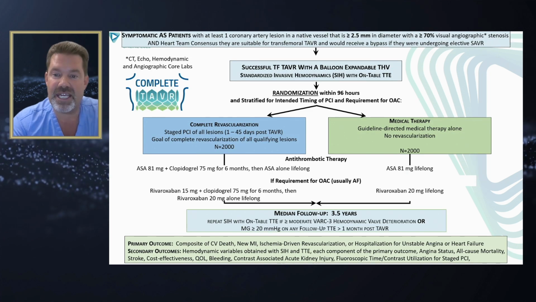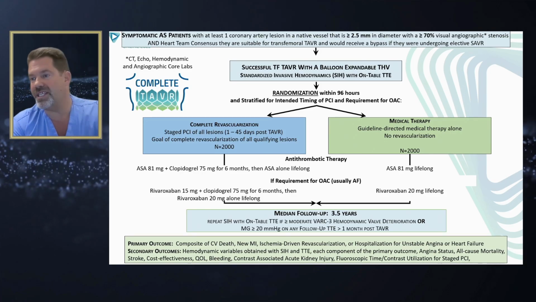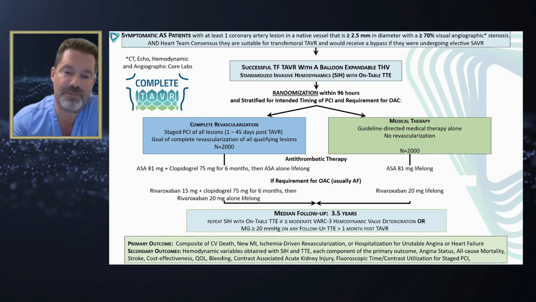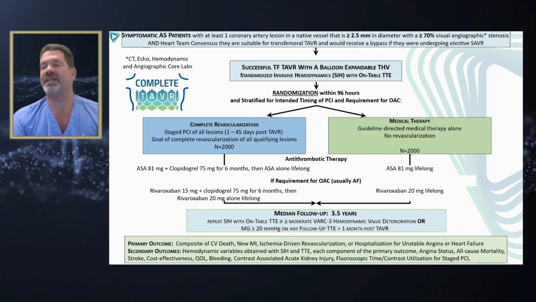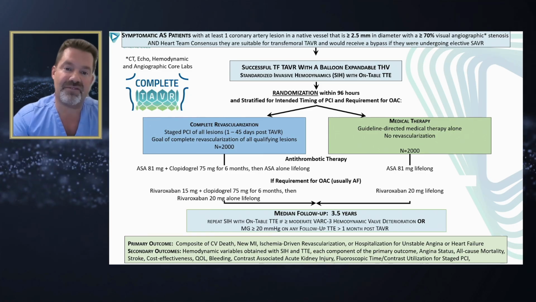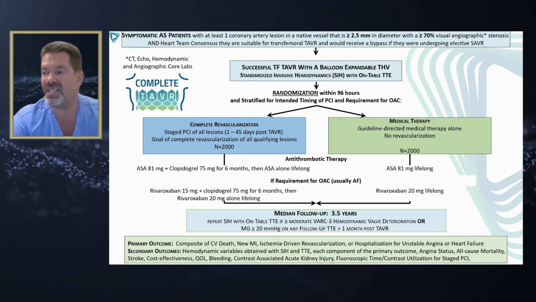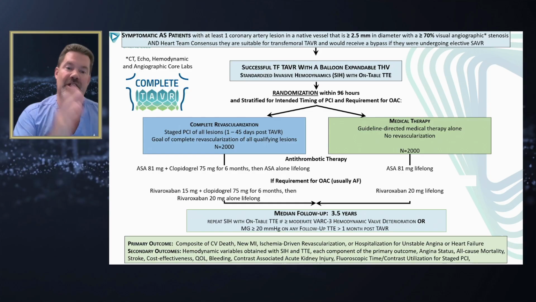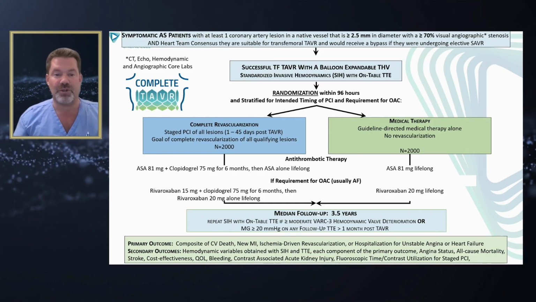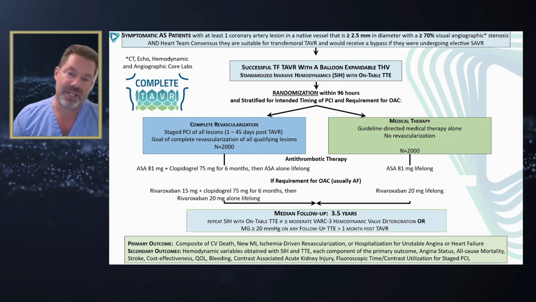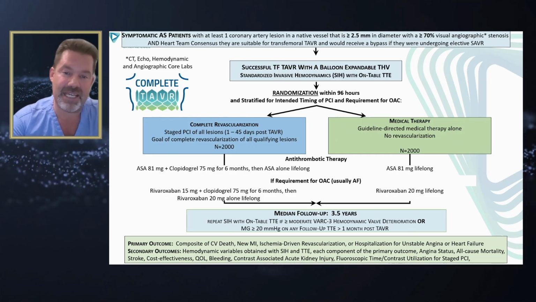So you can now see in the flow diagram, I won't go into details here, severe aortic stenosis patients have a 70% stenosis in a coronary artery. All 4,000 undergo transfemoral TAVR, balloon expandable. They're then randomized within 96 hours to either medical therapy or stage revascularization. They're followed for 3.5 years, powered for hard endpoints. What we've done is we've added in a hemodynamic piece.